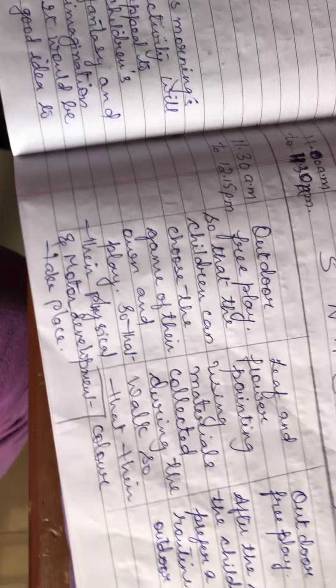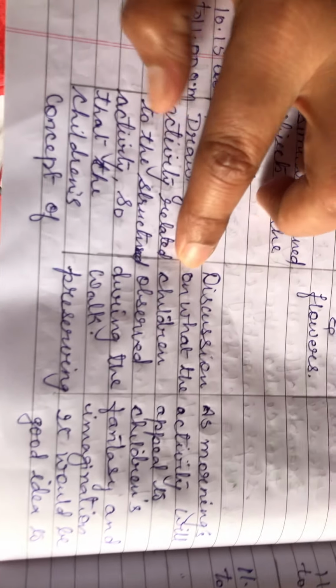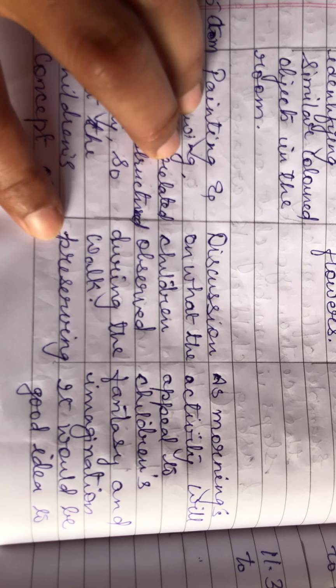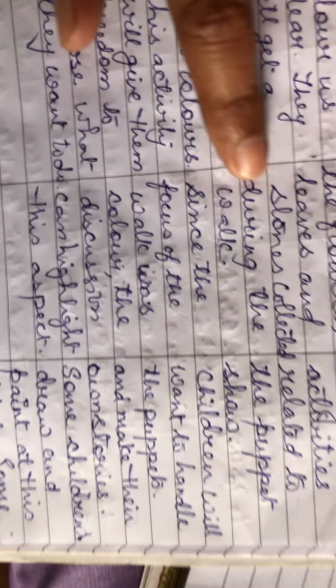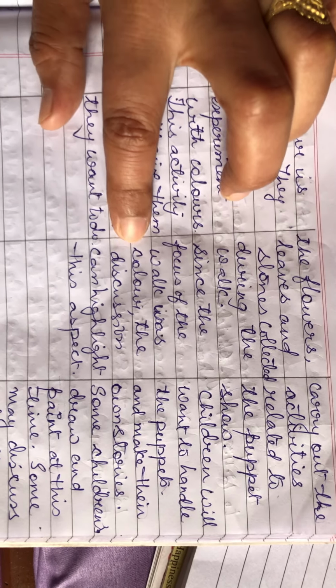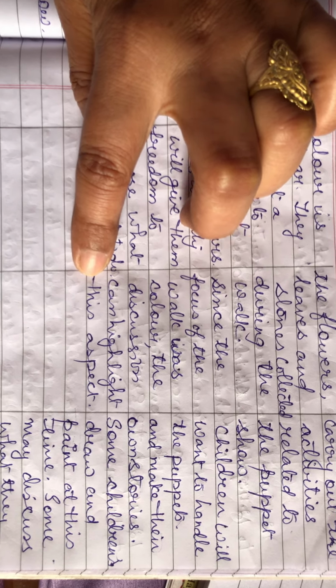On the second day, there is a discussion on what the children observed during the walk, and preserving the flowers, leaves and stones collected during the walk. Since the focus of the walk was color, the discussion can highlight this aspect.